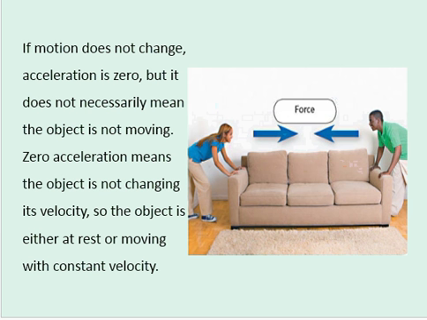It just means it's not changing its velocity. So the object either has to be at rest or moving with constant velocity. In this case, of course, if you look, that sofa is staying still. But if an object was already moving, there are forces perhaps being exerted on it. If all those forces are balanced, it's just going to continue to move in the way it is currently moving.